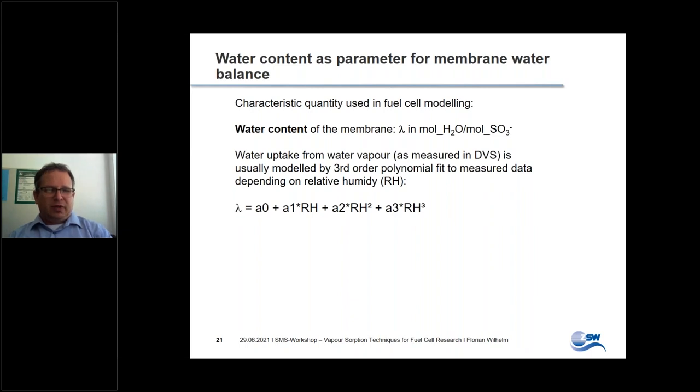The water uptake from the water vapor as measured in the DVS can be modeled by a third order polynomial fit, for example. And this is a function of the relative humidity as written below. So basically that's just an analytical fit to the experimental behavior. You can also employ different functional forms here. Tangens hyperbolicus is also one of the functions that are employed in literature, for example. So I'm just stating the most commonly used one.